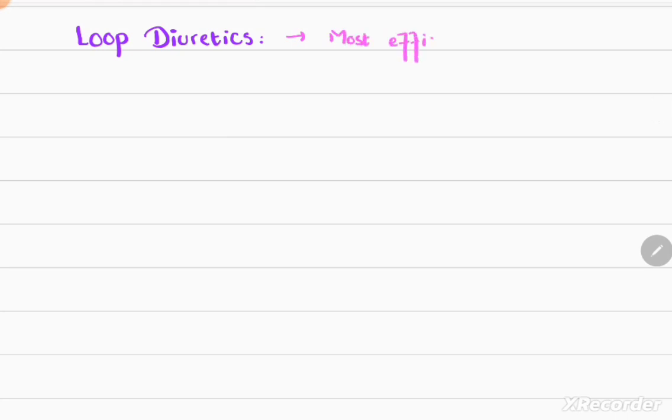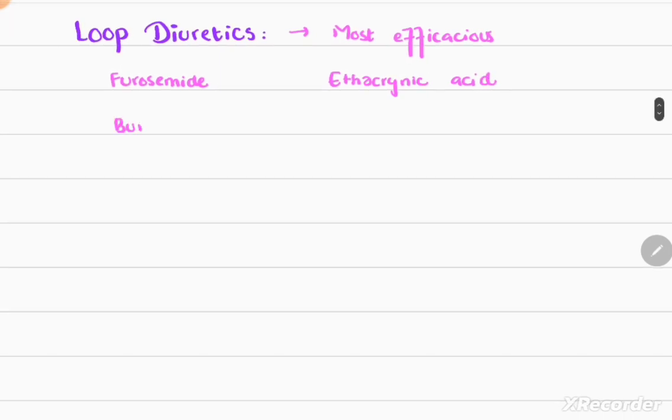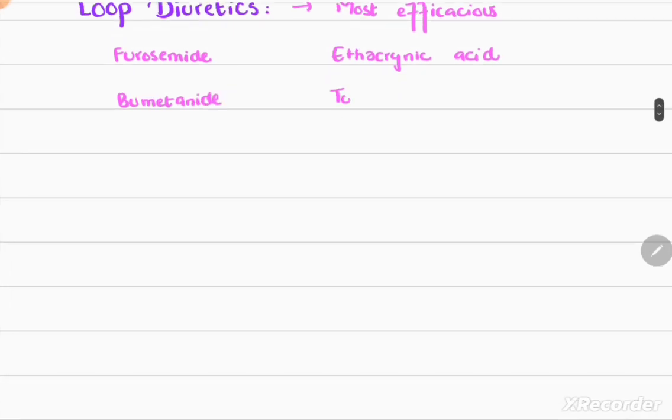So the prototype of these drugs is furosemide. We have ethacrynic acid, bumetanide, and torsemide.